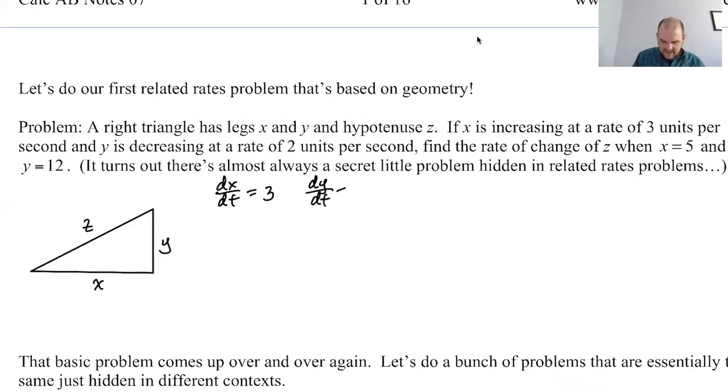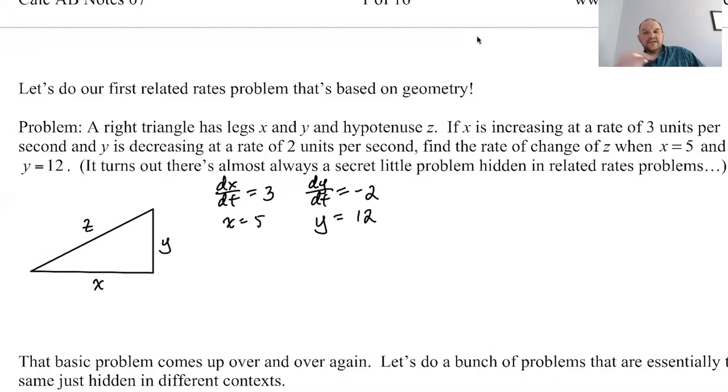And this is a key thing. You have to go through the problem and isolate the given information. I like to write it down and take away the context, so I'm going to turn it into an algebra problem that I can just do. Find the rate of change of z when x is 5, and y is 12.